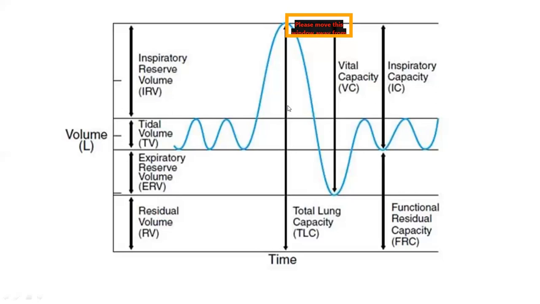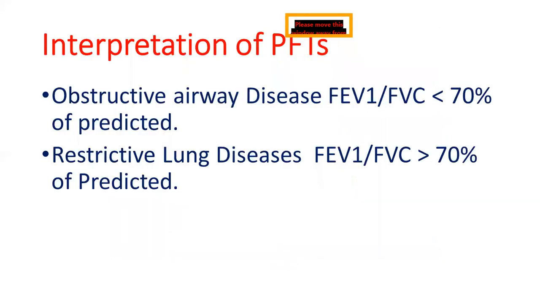This is the total lung capacity, the total amount of air in the lung after maximum inhalation. This is the residual volume, the amount of air left in the lung after maximum exhalation. And what is functional residual capacity? Functional residual capacity is the amount of air left in the lung after normal exhalation. This is the difference between FRC and residual volume. One is normal exhalation and the other is forceful maximum exhalation.